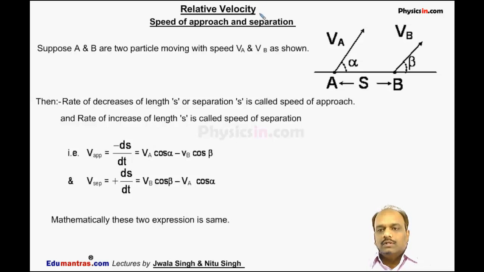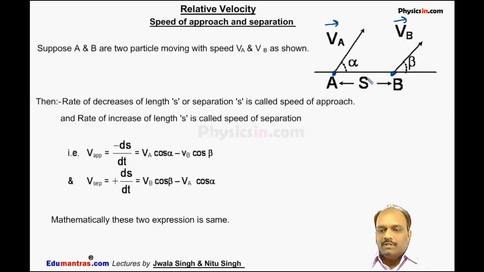Relative velocity. Under this section, we are going to discuss speed of approach and speed of separation. Suppose these are the two particles, particle A and particle B. Particle A is moving with a velocity Va and the second particle is moving with velocity Vb, making an angle alpha and angle beta with this line AB.